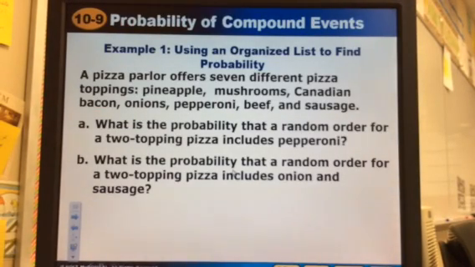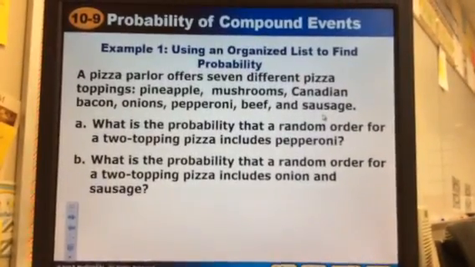So our first example says using an organized list to find probability. I'm going to show you that, but I think it's actually easier to do a tree diagram. So a pizza parlor offers 7 different pizza toppings: pineapple, mushroom, Canadian bacon, onions, pepperoni, beef, and sausage. What is the probability that a random order for a 2-topping pizza includes pepperoni? And second, what is the probability that a random order for a 2-topping pizza includes onion and sausage?